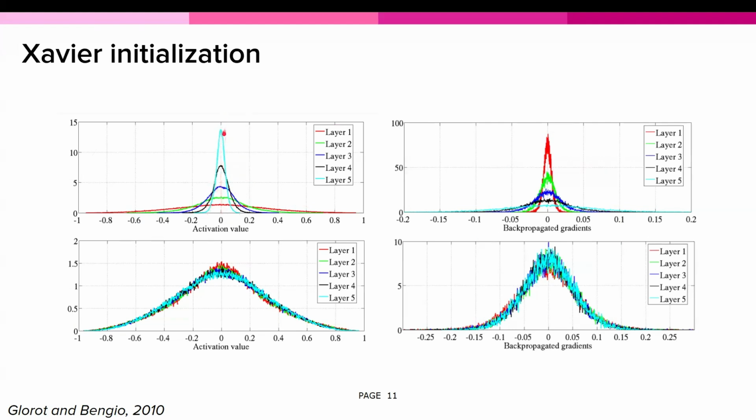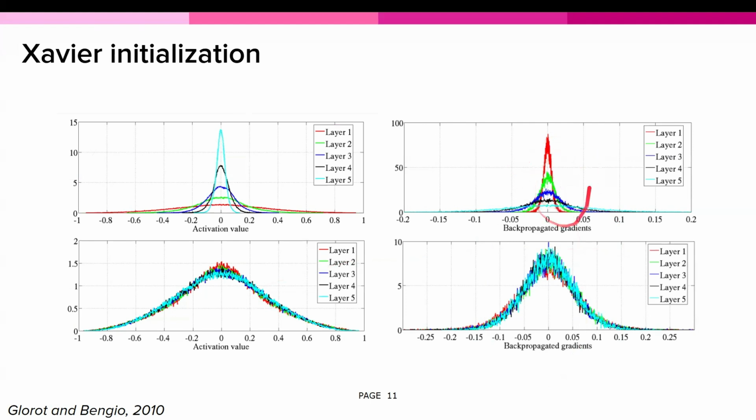What this means is that signal is being lost as it propagates forward through the network. In contrast, with the Xavier initialization, this results in a consistent distribution of activations across layers. Now each of these are on the same scale, so each layer has a pretty stable spread. And then the opposite goes for the distributions of backpropagated gradients across layers.